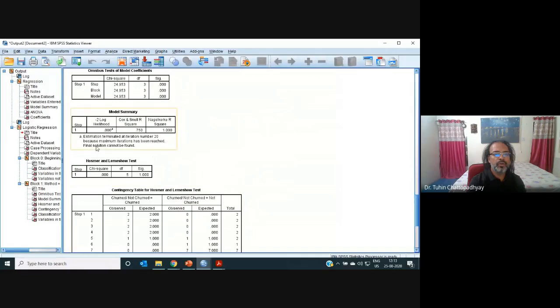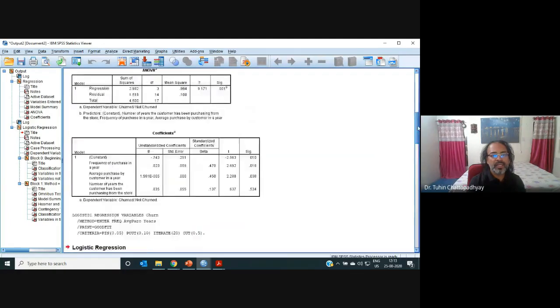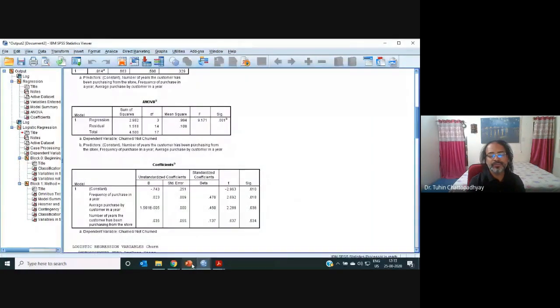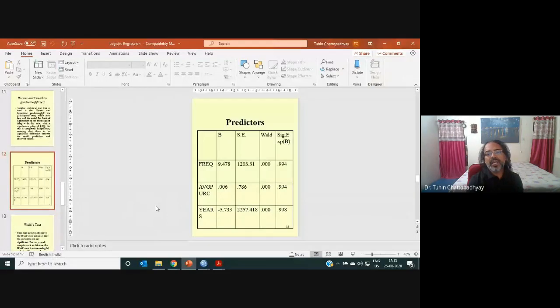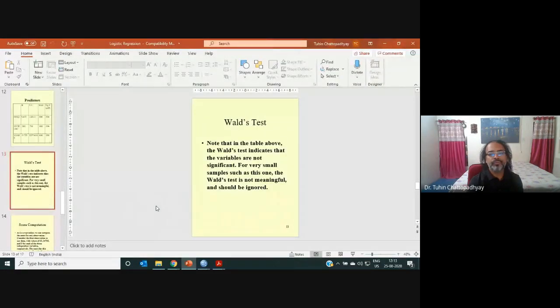So here, once I click on the Hosmer-Lemeshow test, the -2 log likelihood is 0.000. That means it is very close to 0. Our model is a pretty good fit. Now let's come back and understand the coefficients. So this is the kind of table I have got.